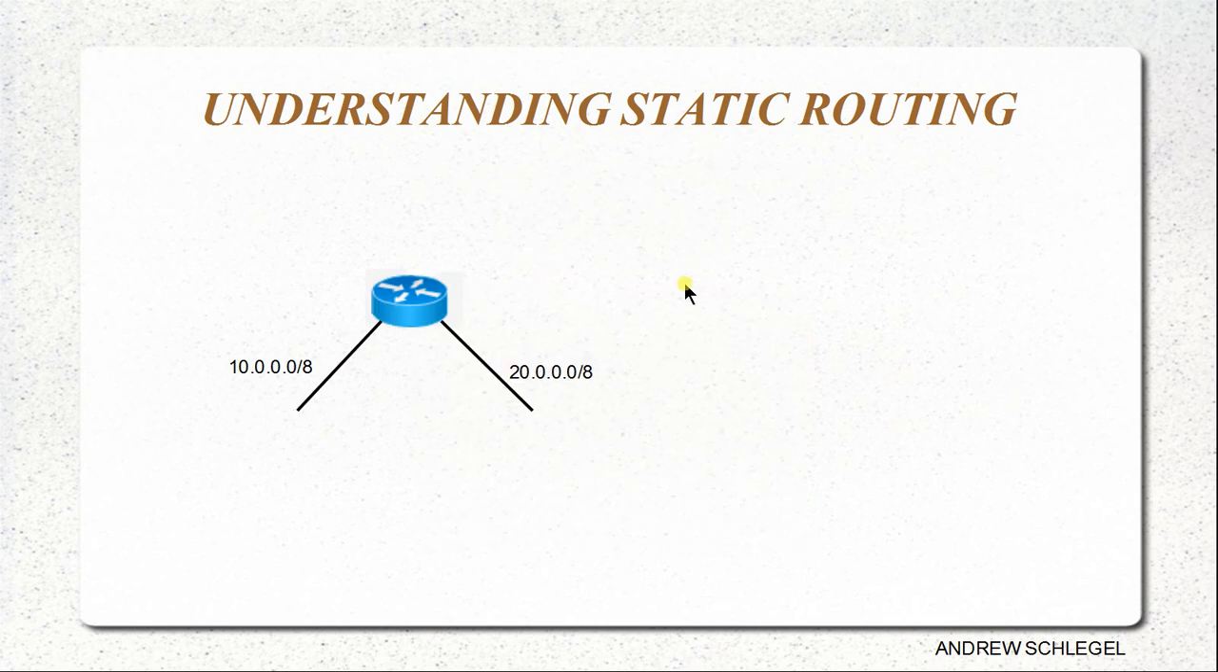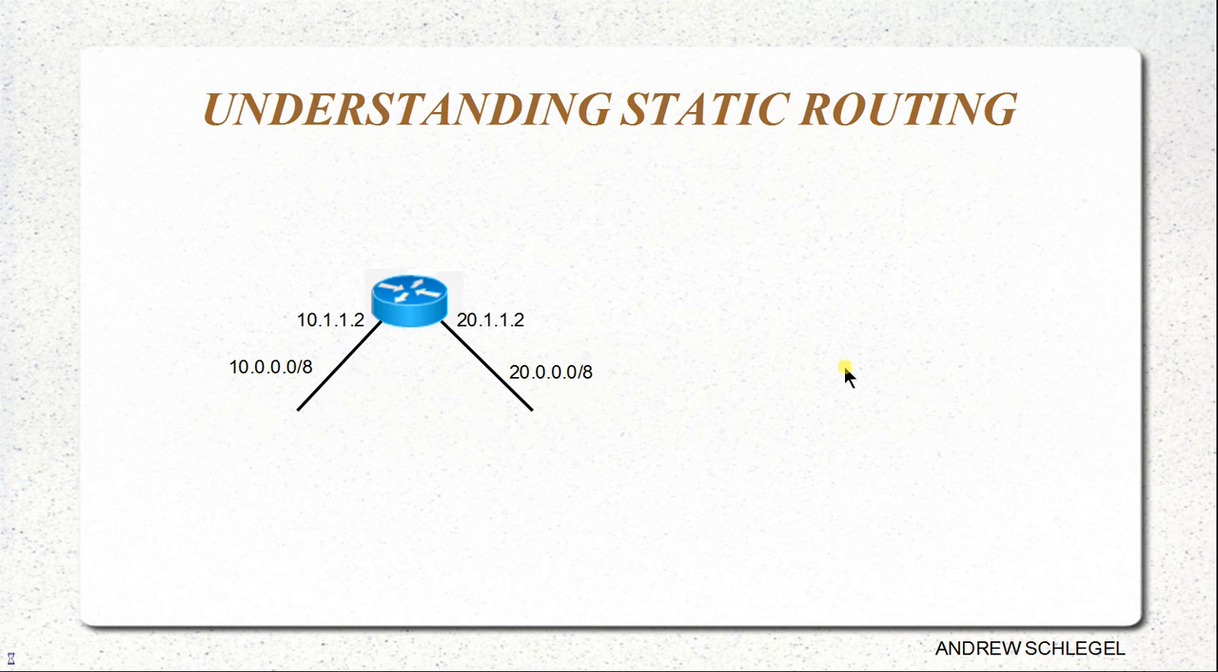So if you remember this, we have a router, and each branch of a router is its own network address, its own network. So on this side, we have the 10.0.0.0/8 network, and on this side, we have the 20.0.0.0/8. For the rest of this presentation, I'll just call this the 10/8 and this the 20/8, or even the 10 network and the 20 network.